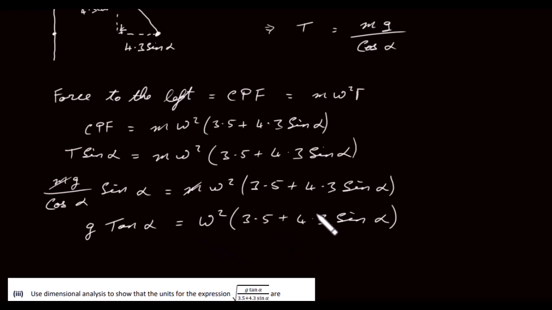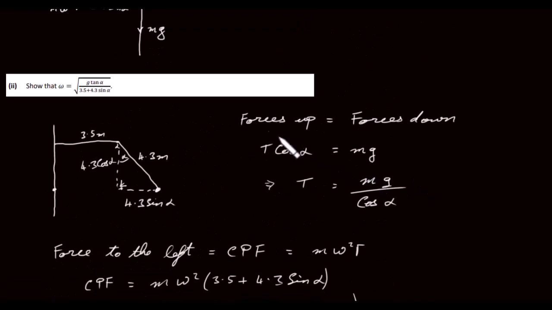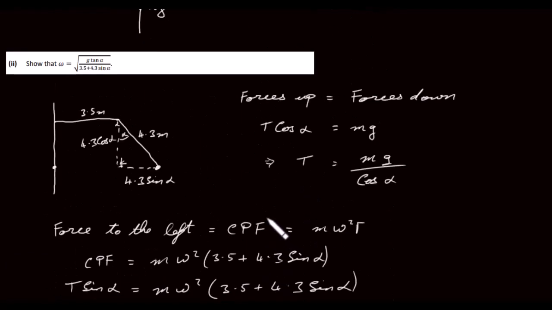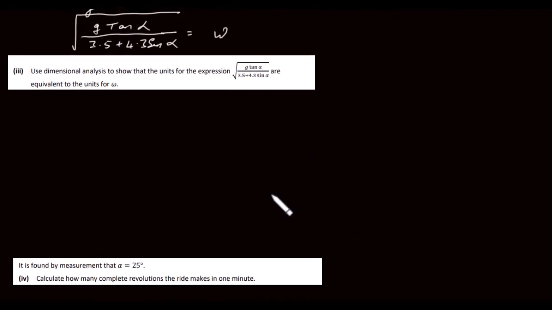What I'm going to do now is just divide across by this bracket here and then square root both sides to give us omega on the right hand side, and on the left hand side we'll have g tan alpha over 3.5 plus 4.3 sine alpha, and we just need to square root all that. I think that's what we were asked to derive. Let me just double check that. So omega is equal to the square root of g tan alpha over 3.5 plus 4.3 sine alpha. That's it. Okay, so next question then.